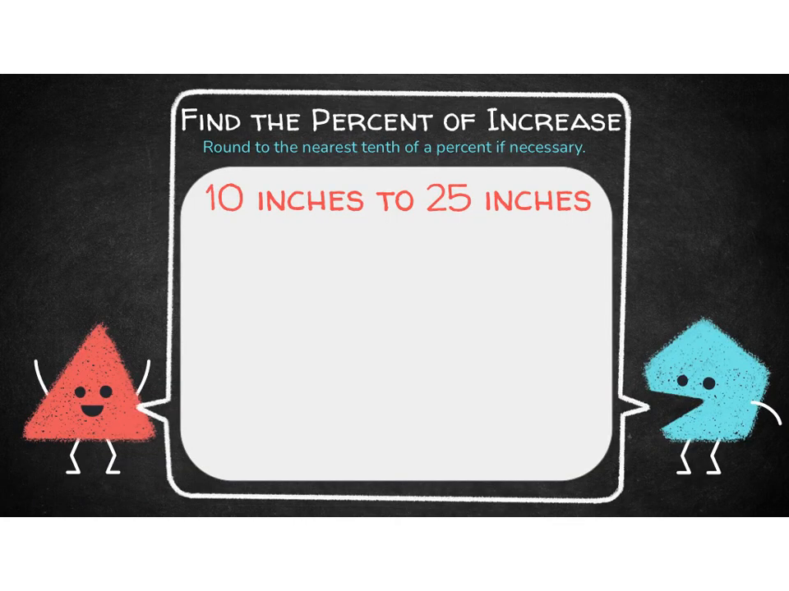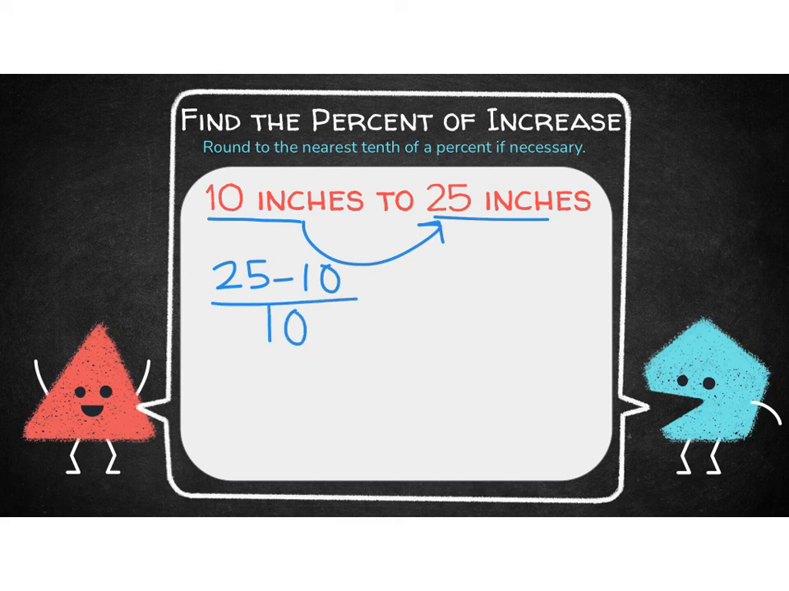Let's take a look at an example. This says to find the percent of increase, round to the nearest tenth of a percent if necessary. From 10 inches to 25 inches. Since we're starting with a smaller number and going to a bigger number, I know that it's an increase. We'll subtract 25 minus 10 since 25 is bigger, and then we divide by the original amount, which is 10.